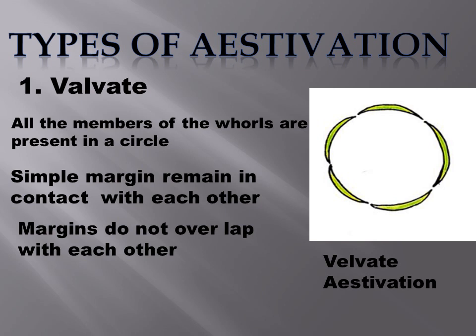In this figure you can see the circle of the floral organs that are present in the form of a whorl. The whorls are present in a circle, and the margins of the whorls are very close to each other but they do not overlap. This type of estivation is the valvate estivation. For example, in the mustard plant and the radish, valvate estivation is present.